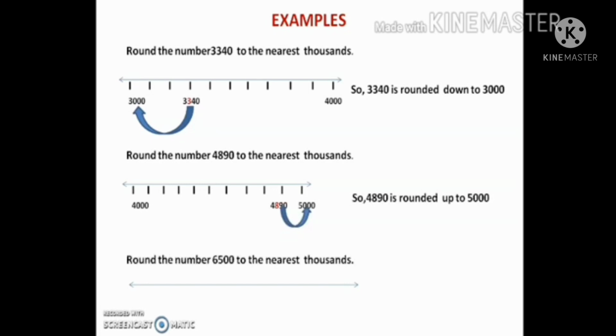Now, let us go for the third example. Here, the number 6,500 has 5 in the hundreds place. Because we know that if the digit is 5 or more, then it is rounded up. So, the number is rounded up to 7,000.